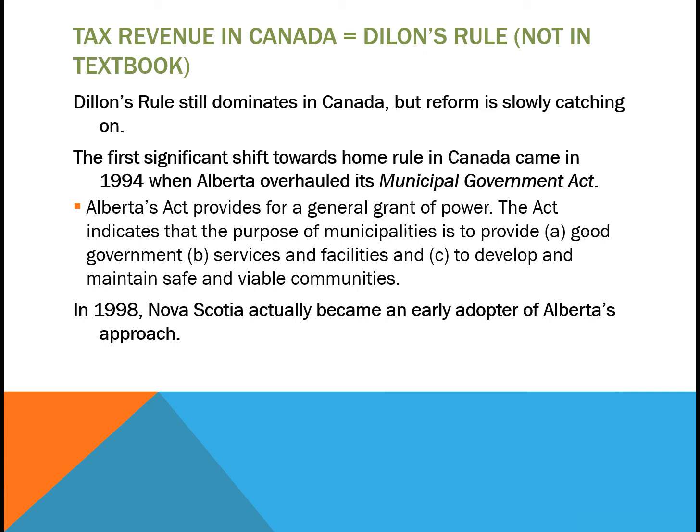The first significant shift towards the Home Rule was in Canada in 1994 when Alberta overhauled its Municipal Government Act. Alberta's been a leader on this, and they have now granted a lot more power to municipal governments. Also in 1998, Nova Scotia developed this. And I'm not sure if there are other provinces that have also changed to the Home Rule.